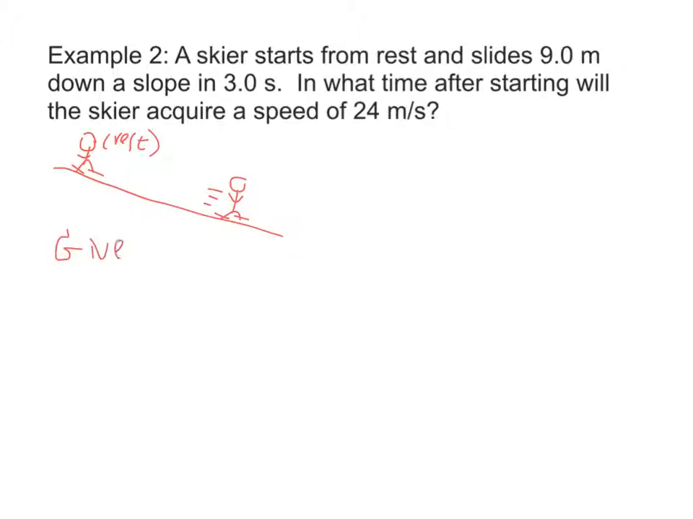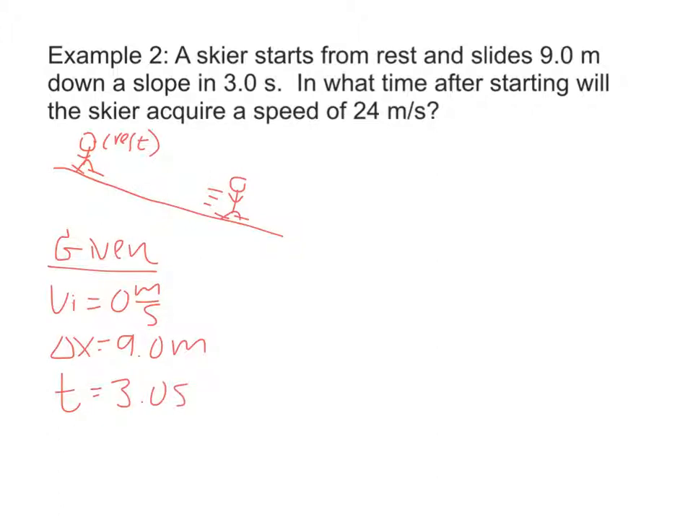Given. We know that starting from rest, v initial has to be 0 meters per second. It tells us that the skier slides 9 meters. So that 9 meters will be my delta x, the displacement. And this is done in 3 seconds, so time is equal to 3 seconds. It also tells us that our final speed is 24 meters per second.